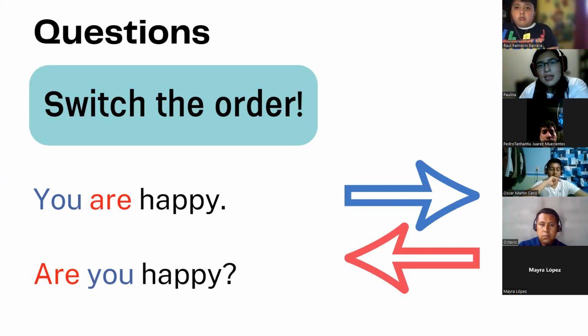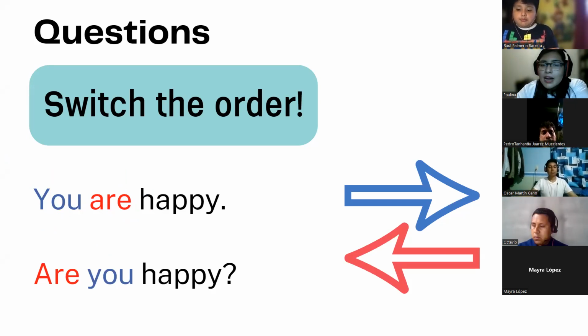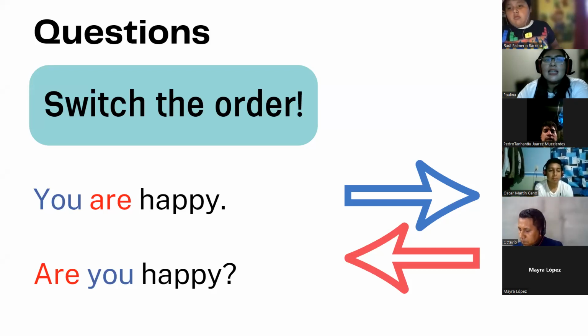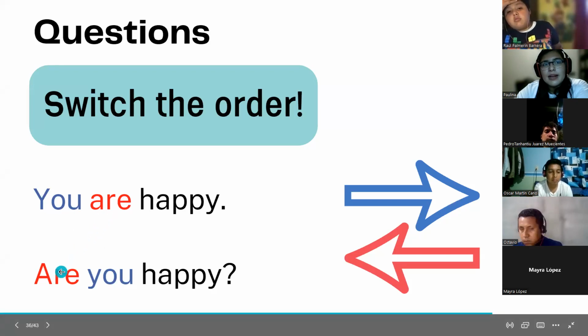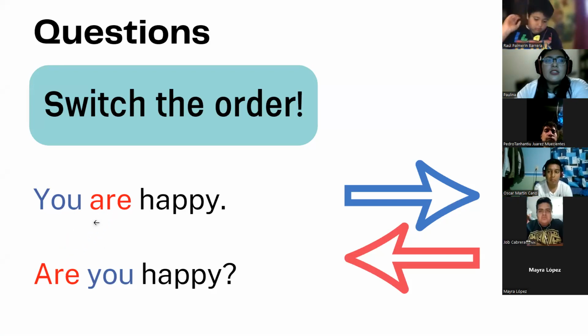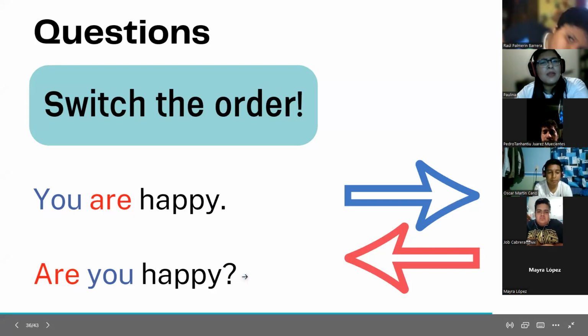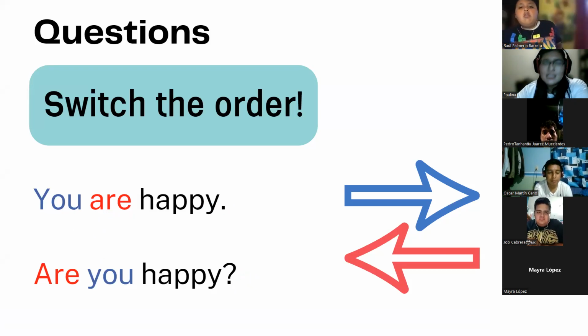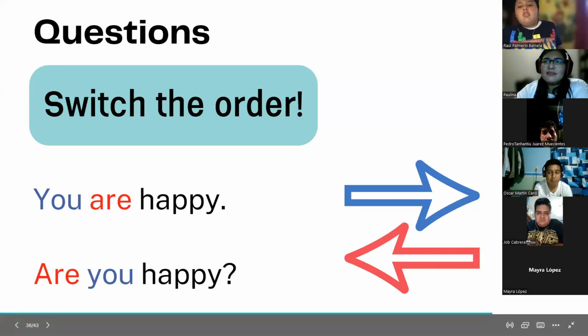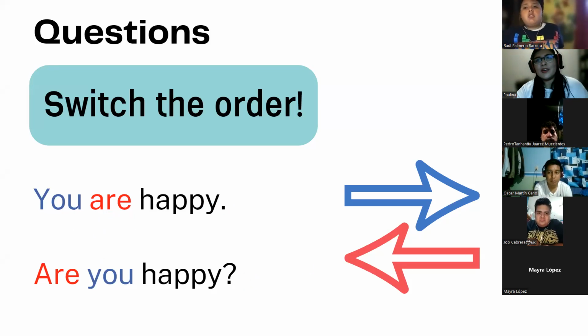You are happy is the affirmative sentence. Esa es la afirmación. Tú estás feliz. You are happy. Si yo quiero transformar eso a una pregunta, ¿qué voy a hacer? Que voy a cambiar este para acá y este para acá. Intercambio el orden. So, you are happy, which is my affirmation, would transform into, are you happy? Which is my question. Yes? Excelente.